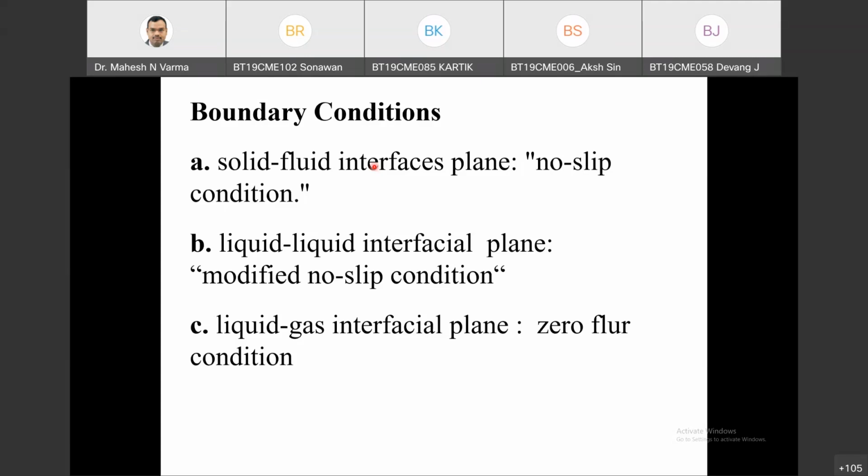Velocity is decreasing in every direction, so certainly velocity will be maximum at the center. Velocity will be maximum at the center means the gradient will be 0 at the center. That is the condition for a maximum that we can use. So gradient is 0 means flux will be 0. We'll see how to use that boundary condition.